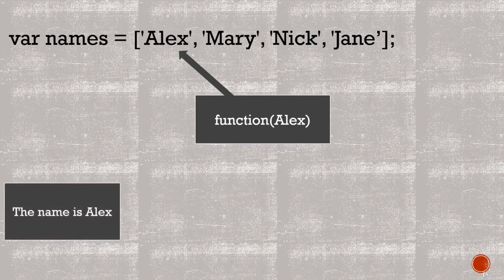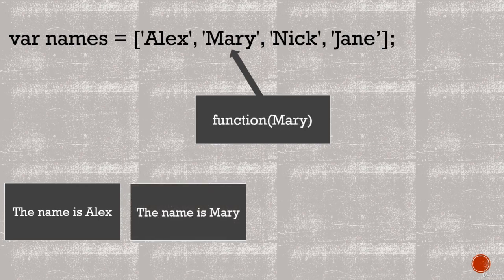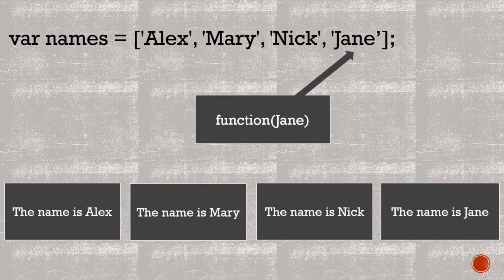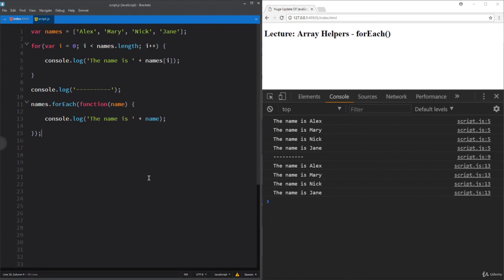Okay, so code is run, function is executed for the first item, Alex, and we get in console the name is Alex. Then it runs for second item, Mary, and we have the name is Mary. And then the same happens for Nick and for Jane as well. Then, because of that, we do not have any more items in array. For each terminates execution of this function. Make sense?